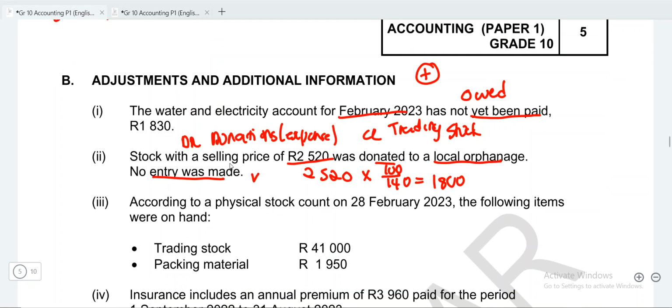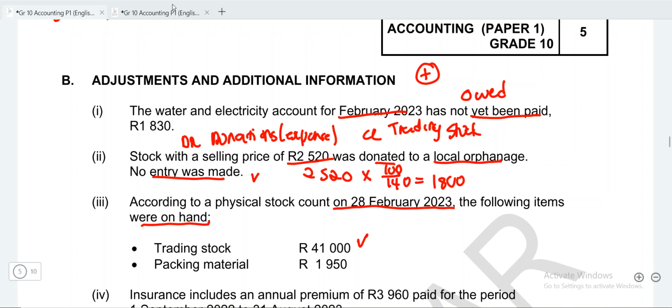Now the next transaction says that according to a physical stock count on 28 February 2023, the following items were on hand. Now guys, in the income statement, once they say that items were on hand, it means that these items were not used. So what you must do, you must make sure that you subtract them. Once you see on hand, when you do an income statement, think about minus. These items must be minused. Okay, so we have the trading stock, the one that was not used, amounted to 41,000.